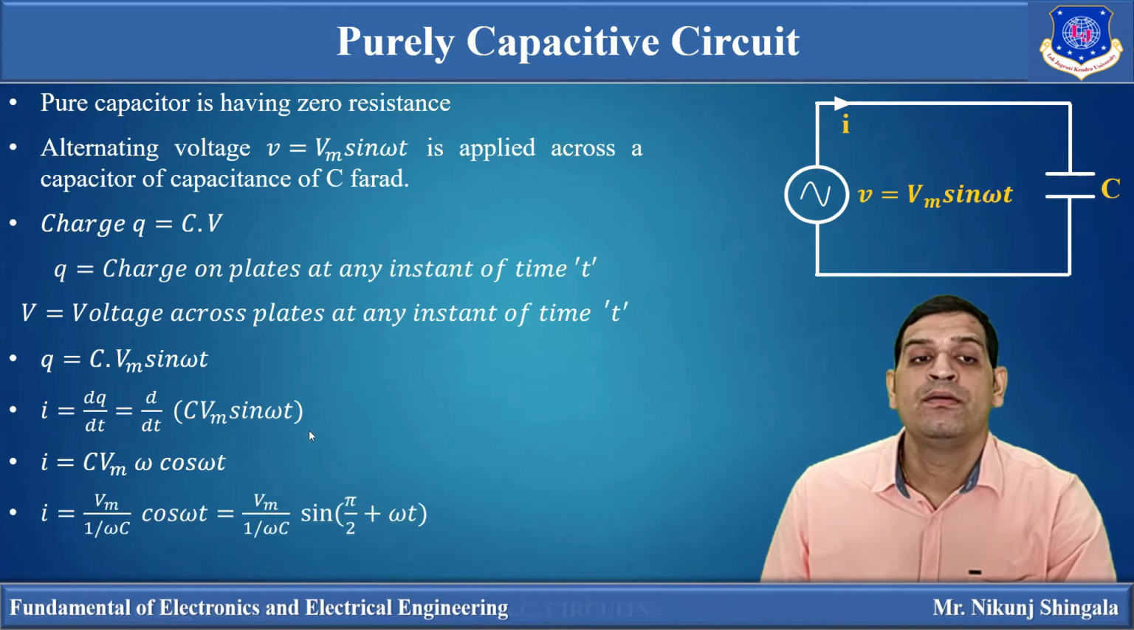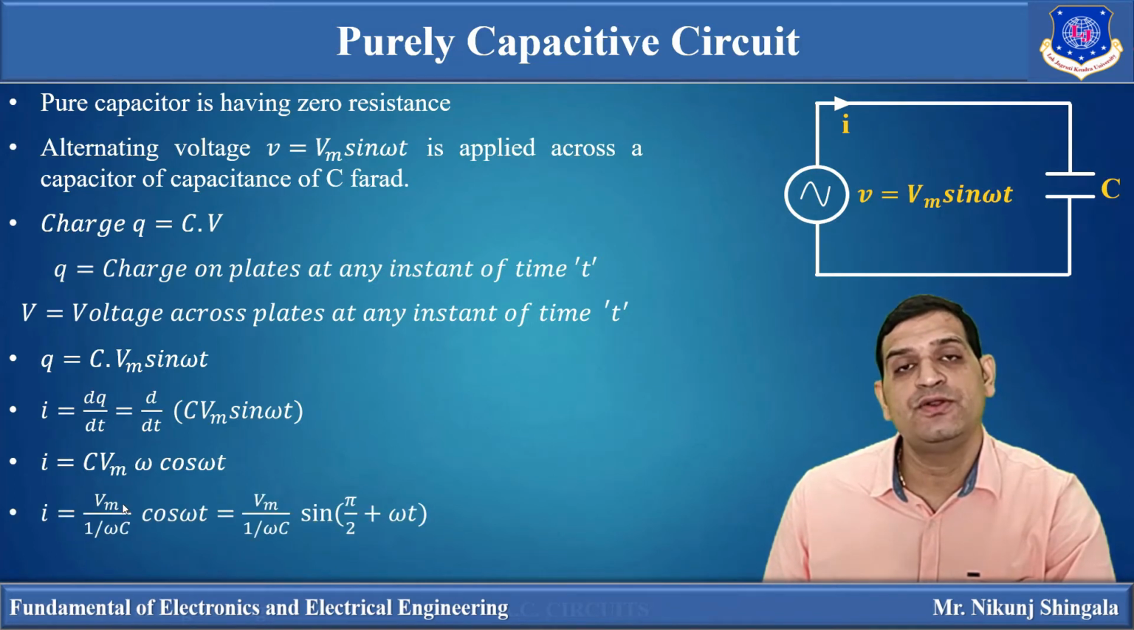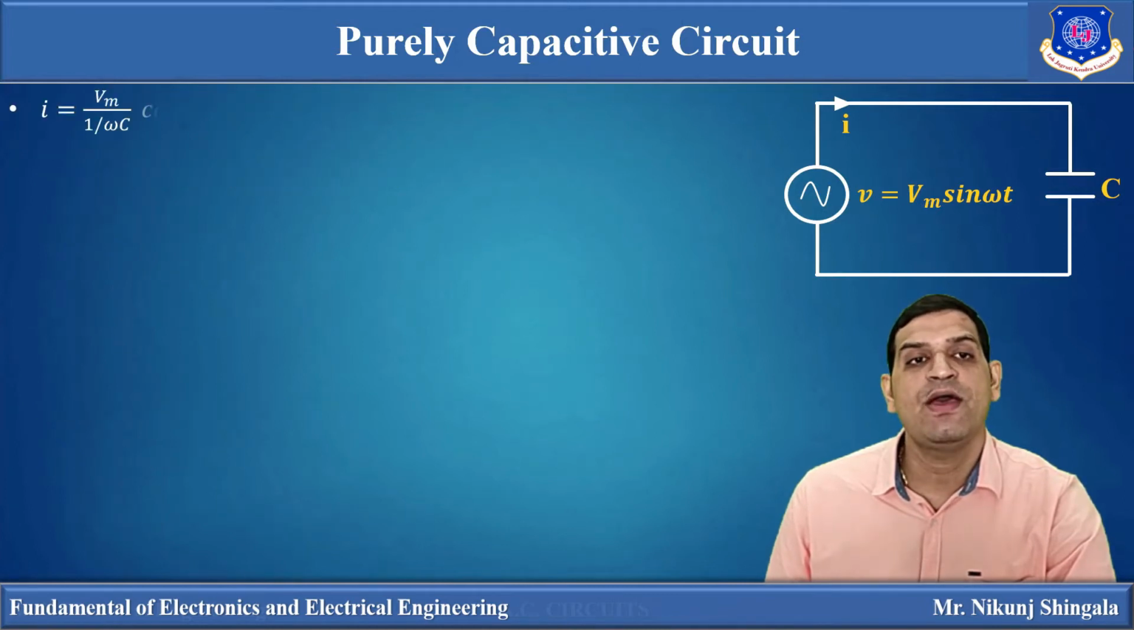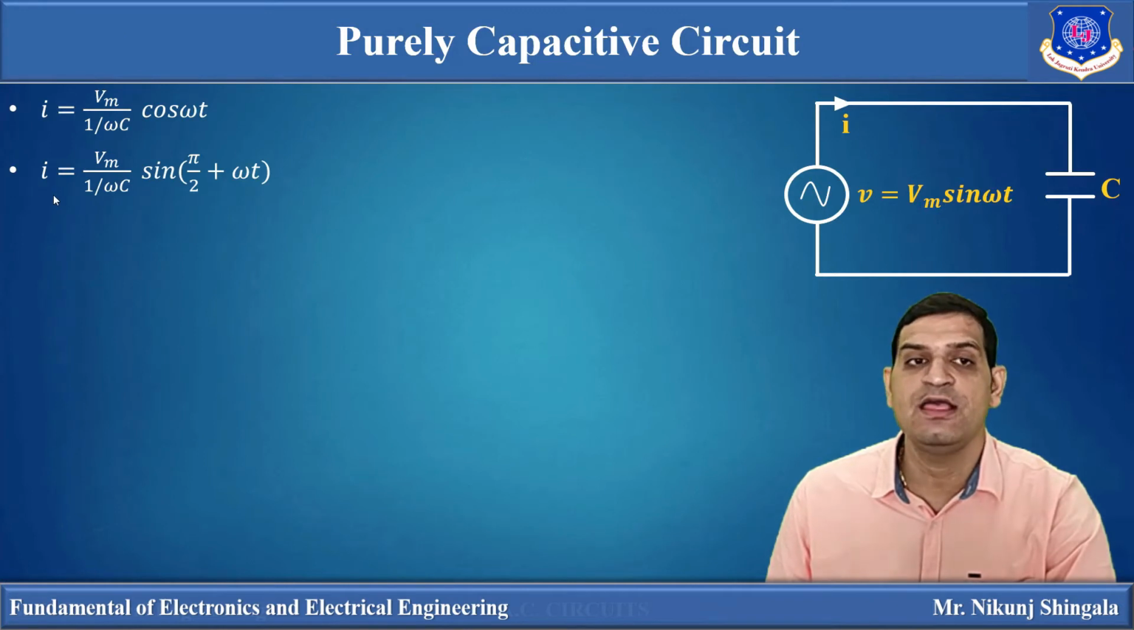Now we can write this expression as I is equal to Vm divided by 1 upon omega C cos omega t. So Vm divided by 1 upon omega C sin pi by 2 plus omega t. We can write cos theta is equal to sin pi by 2 plus theta. So we have expression of I in terms of cos omega t, and we are getting the final expression I is equal to Vm divided by 1 upon omega C sin pi by 2 plus omega t. Now this is nothing but the maximum value of the current. It is the coefficient of sine.